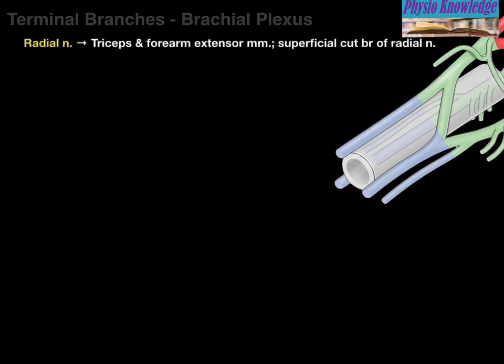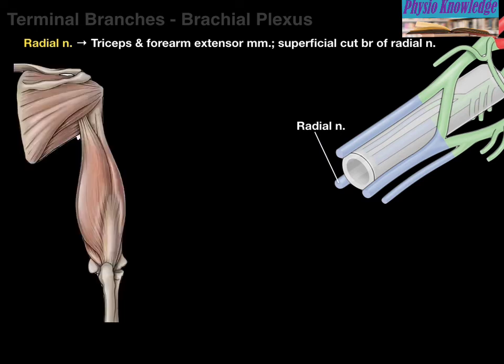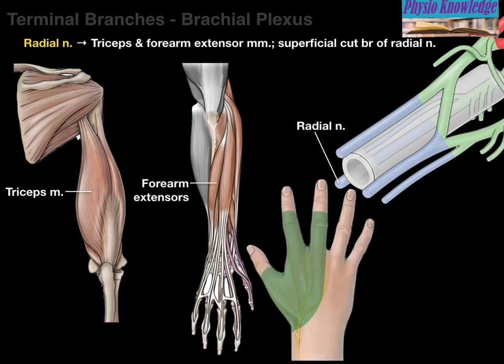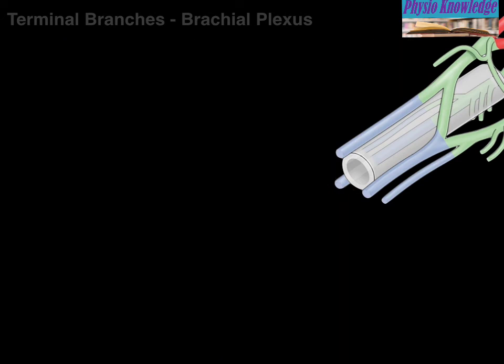Next, we'll talk about the radial nerve that innervates our triceps and forearm extensor muscles and has sensory branches, primarily the superficial cutaneous branch. There's our radial nerve there. And then there is our triceps on the back of the arm and our posterior forearm extensor muscles. The back of the forearm. So again, remember that dorsal musculature, extensors. And then it also provides this superficial cutaneous branch to the back of the hand, so the back of the thumb, index, and middle finger. There's other sensory distribution of radial nerve, but this is the main place that we test it.